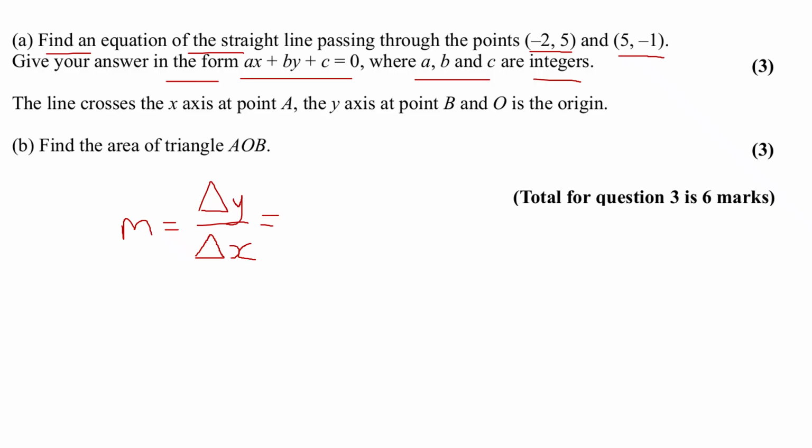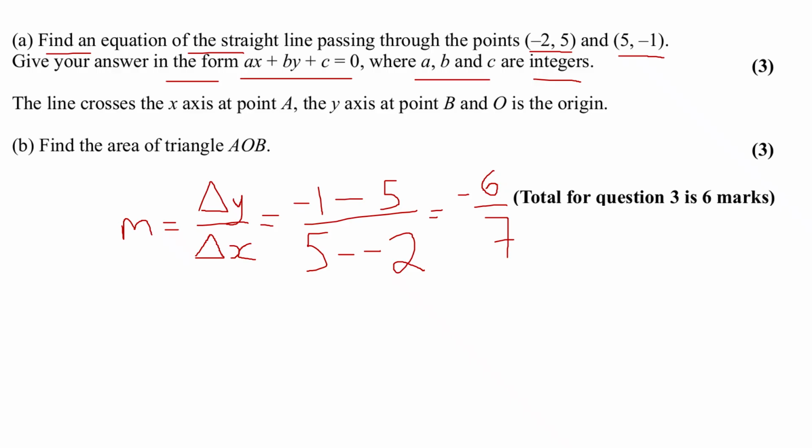So it's going to be the difference in the y coordinates, -1 minus 5, all over 5 minus -2. Now -1 minus 5 is -6, and 5 minus -2 becomes 5 plus 2, which is 7. If you subtract a negative, it becomes an addition. So m equals -6/7.